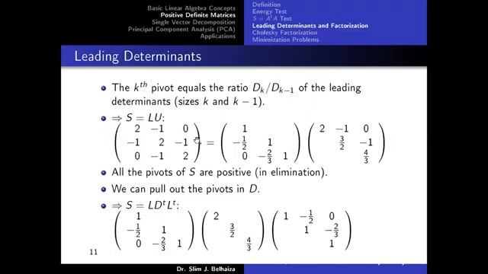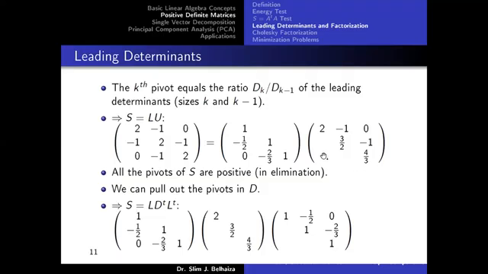In fact, you can check that for this matrix, for example, S, I have here 2, minus 1, 0, minus 1, 2, minus 1, 0, minus 1, 2. If I perform the LU elimination, I have a lower triangular matrix and an upper triangular matrix. So this is L, this is U. And in fact, the leading determinants are here on the diagonal of U. Every time you have dk over dk minus 1 on the diagonal.